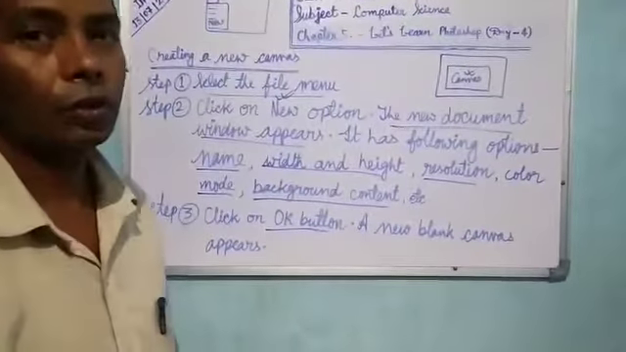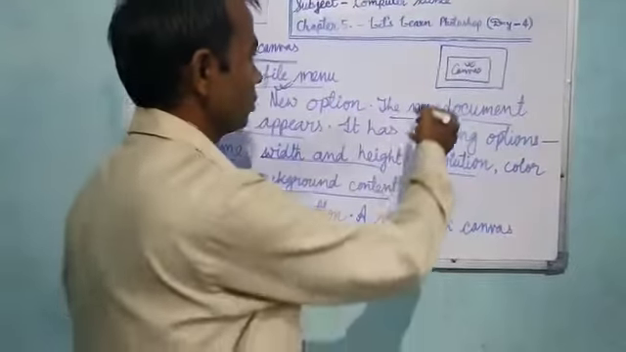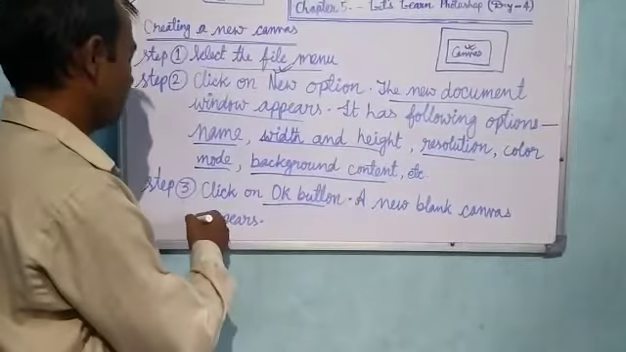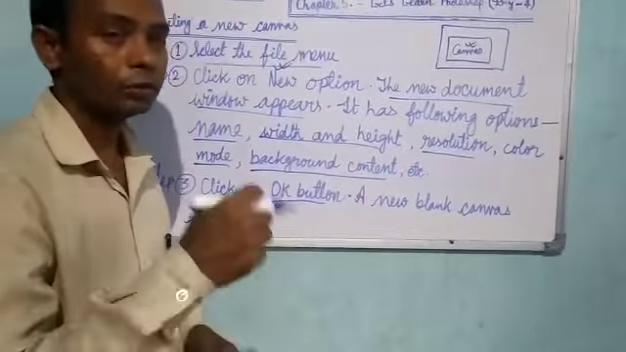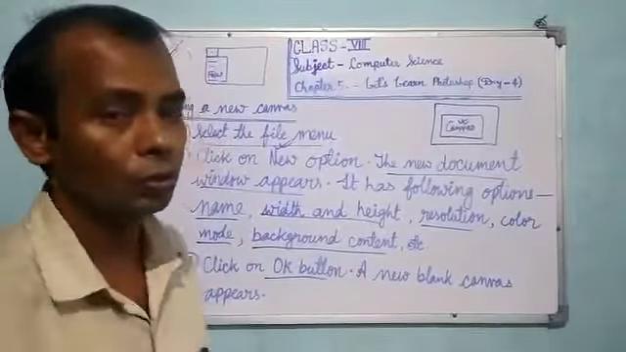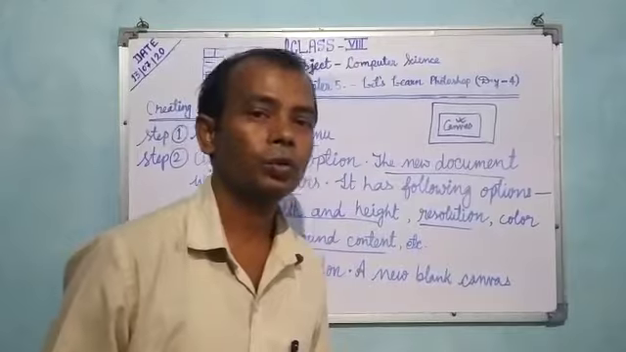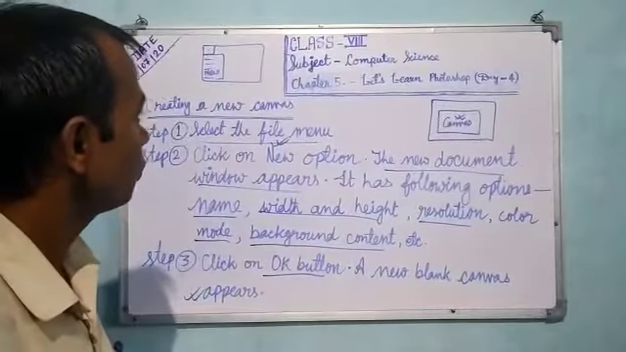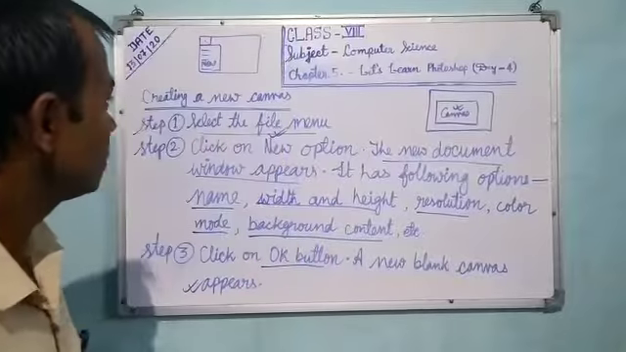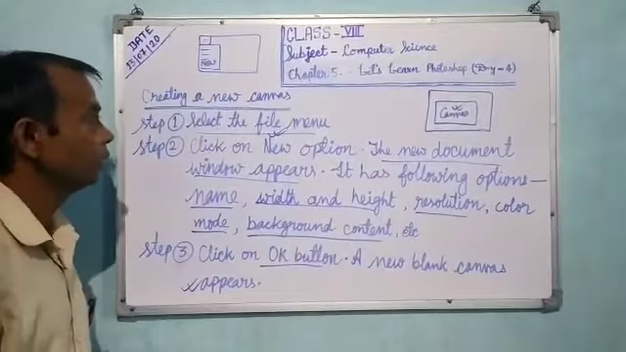Whenever we click the OK button, such a new blank canvas appears, and after that we again do the work of new pictures, new photos, and then we are able to change the properties of those photos by using Photoshop. So the simple process to create a new canvas is here.